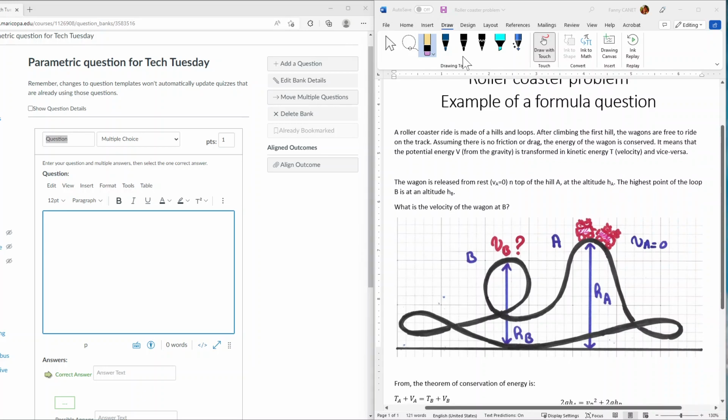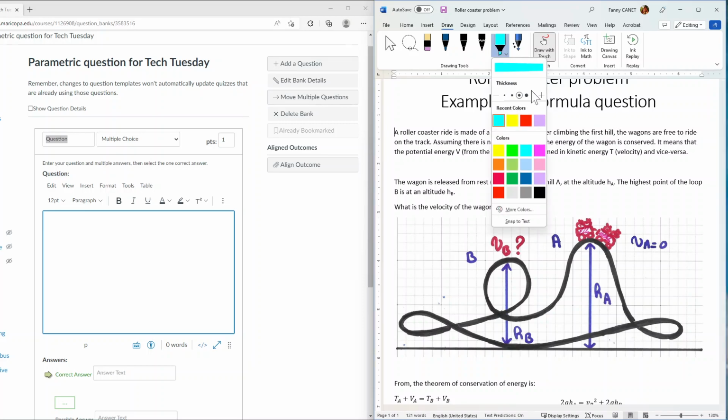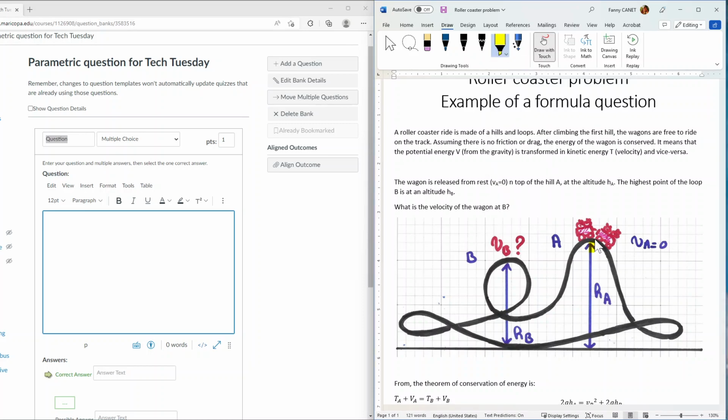So this is a roller coaster. A roller coaster is made of hills and loops. Something to know about roller coasters is that they are free to ride. There's some energy up to the top hill, usually a motor that helps you climb the first, tallest hill. And when we arrive at point A, the wagon is released from rest. Usually the velocity is almost zero there. It's released from rest and now it's free to ride down and get to the loop.